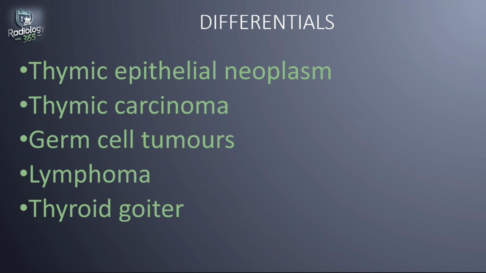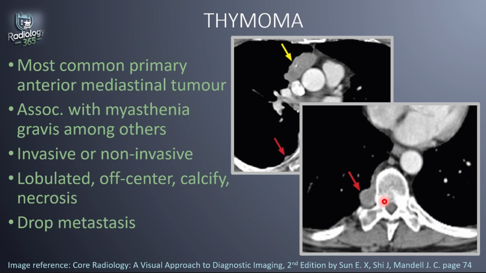Then other differentials include germ cell tumor, including teratoma if the patient is a young adult. Lymphoma is also another differential. Thyroid goiters are also a differential for anterior mediastinal masses when they descend into the retrosternal space. Now let's start off with thymoma.